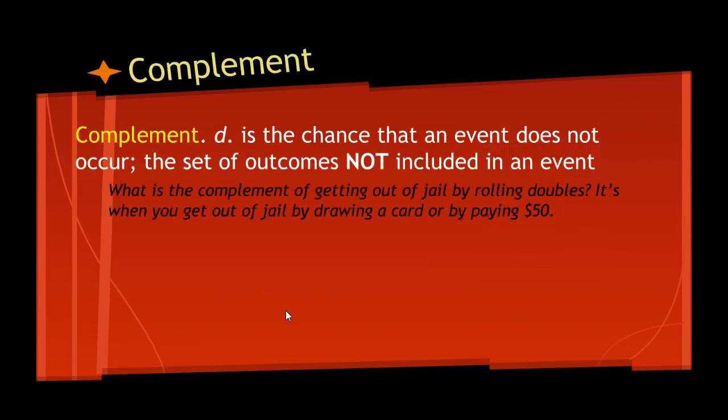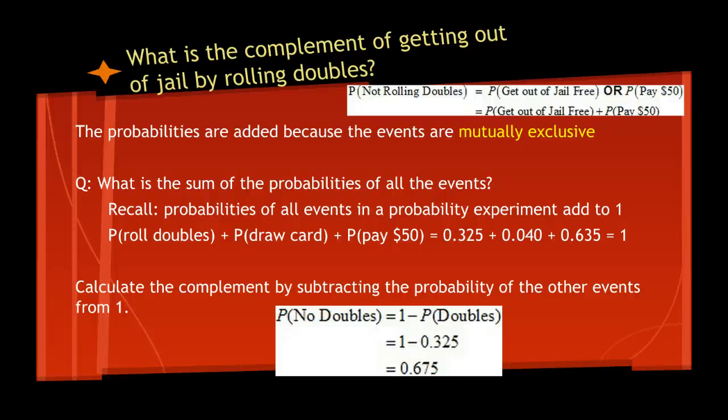Now, to finish off, we have this concept of the complement. So that's the chance that an event does not occur. And that means the set of outcomes that does not include that particular event. So going back to Chad, what is the complement of getting out of jail by rolling doubles? That is when you get out of jail by drawing a card or by paying $50. Okay, so the complement of getting out of jail by rolling doubles is when you draw a card or when you pay $50. So let's take a look at the math that goes into that.